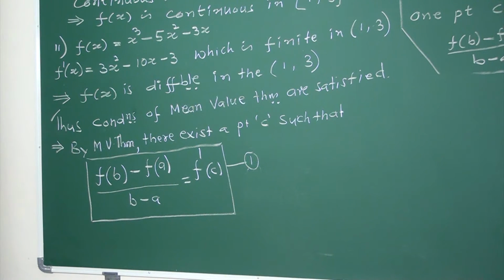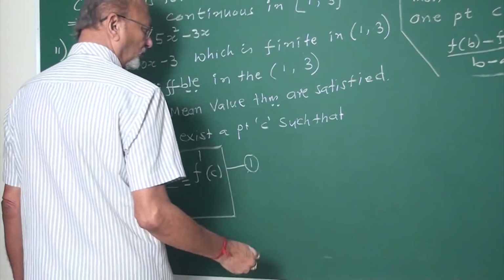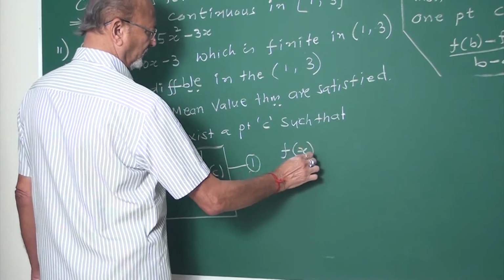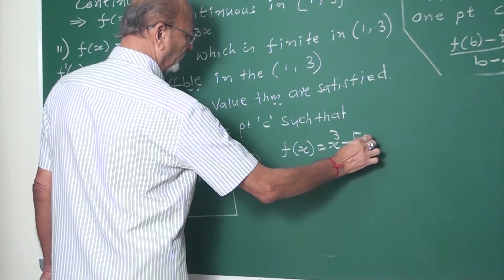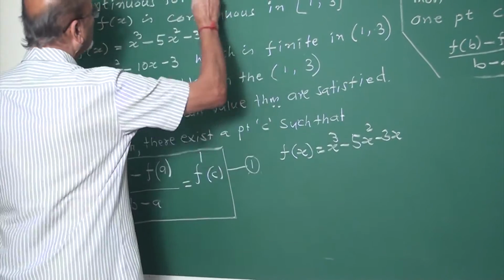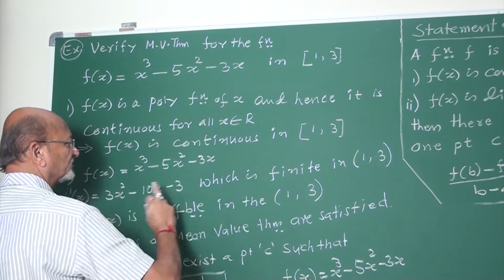Yes, friends. Now you know f(x). With the help of that you have to get the ends: first f(a), second f(b). We know f(x) is x cube minus 5x square minus 3x.